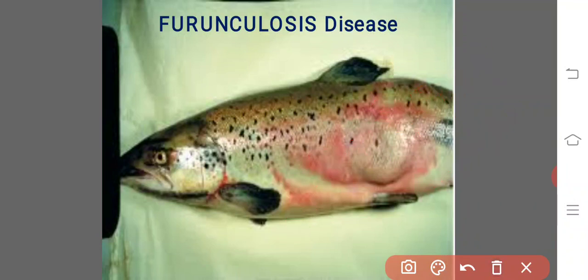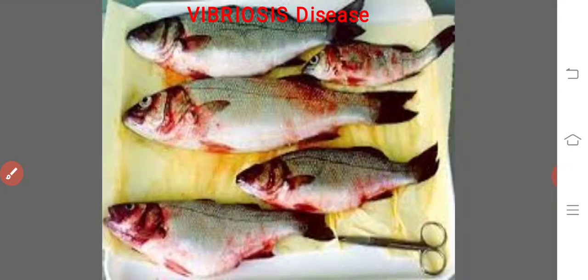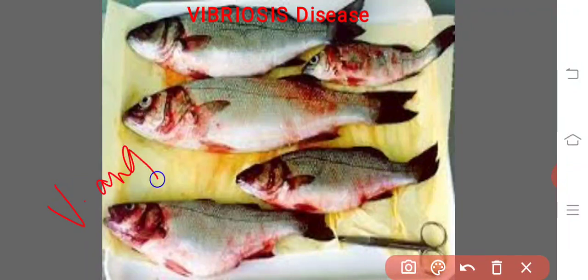Otherwise, we may also use a disinfectant like 0.015% of methionate or 0.185% of acriflavin as effective disinfectants. And coming to the vibriosis disease, the causative agent is Vibrio anguillarum. Vibrio anguillarum is the bacteria which causes vibriosis.